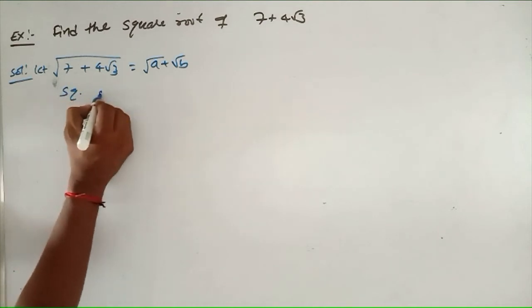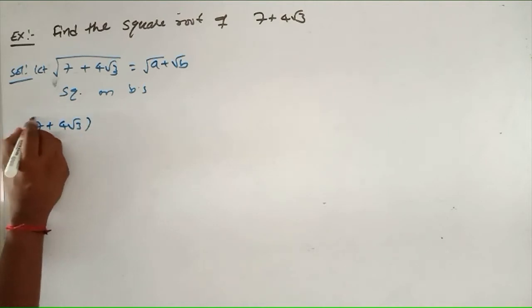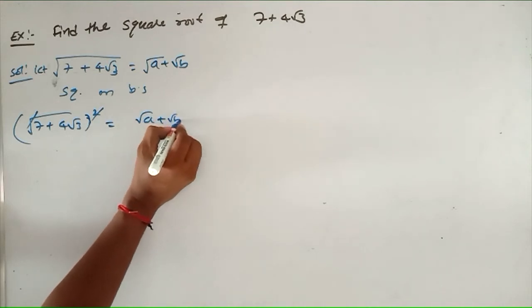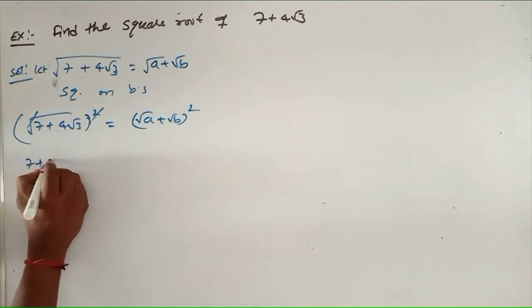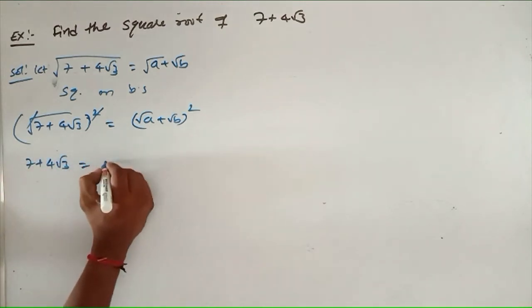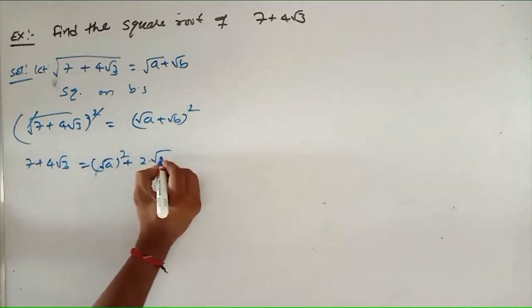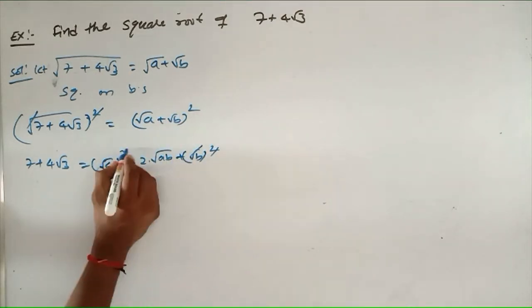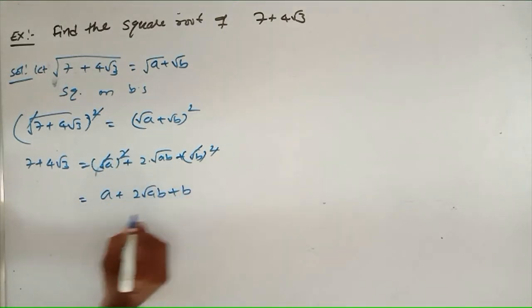Now I am doing squaring on both sides. That is 7 plus 4 root 3 under root whole squared is equal to root a plus root b whole squared. So here the square root will cancel. Now it's the form of the a plus b whole square formula. LHS as it is, I am writing a square, that is root a whole squared, plus 2 into root a into root b, that is root ab, plus root b whole squared, which is equal to a plus 2 root ab plus b, that is a plus b plus 2 root ab.